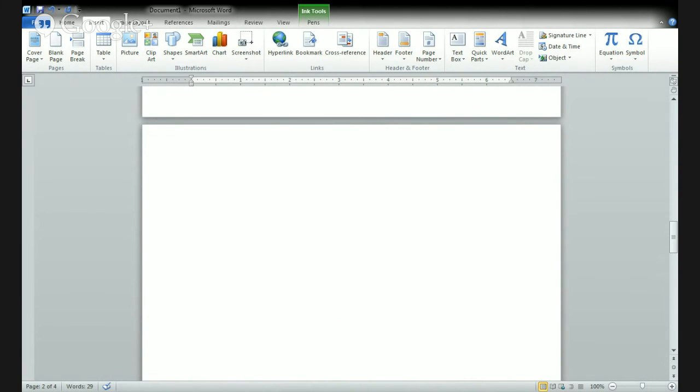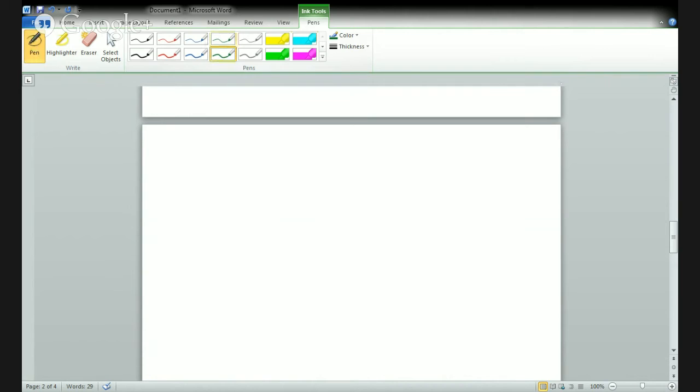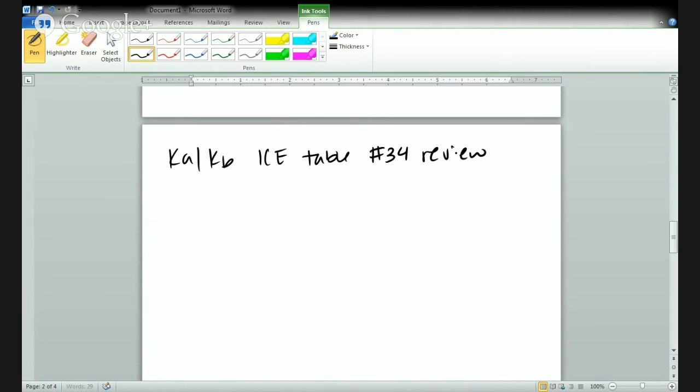So this is number 34, the Ka-Kb ICE table. Number 34 says the Ka of benzoic acid is 6.3 times 10 to the negative fifth. So Ka equals 6.3 times 10 to the negative fifth. And it asks, what is the equilibrium concentration of H+ in a 0.2 molar solution?